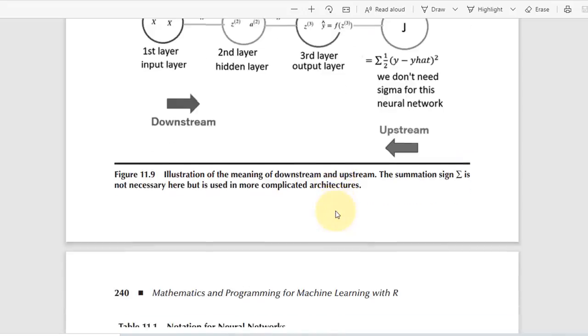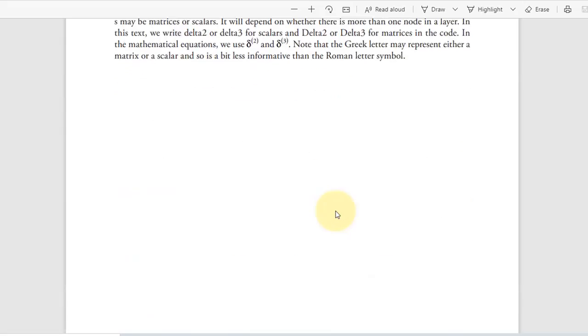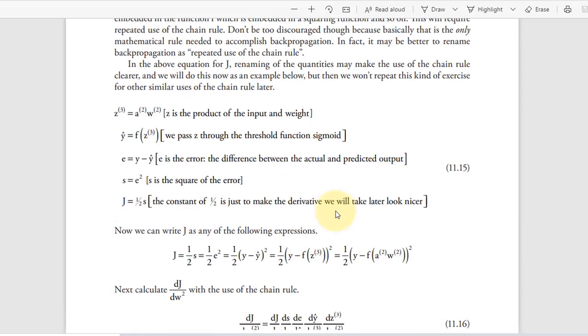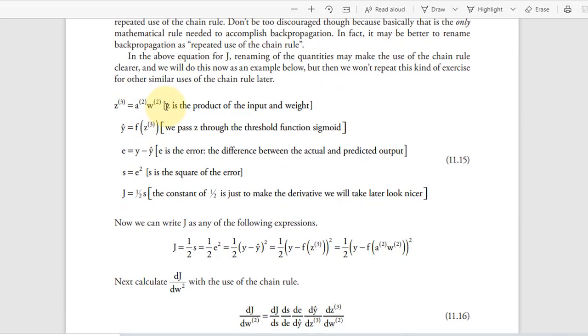So anyway, if we call Z3 this, y hat is f of Z3, and then the error, or E rather, is y minus y hat, and then we're going to square the error, we'll call that S, and then we're going to take 1/2 of S, and we're going to call that J. So J is 1/2 S, but S is E squared, so we have 1/2 E squared, but E is y minus y hat, so we get 1/2 (y minus y hat) squared, but then y hat is this, so we get 1/2 this to that, and then we get all this.